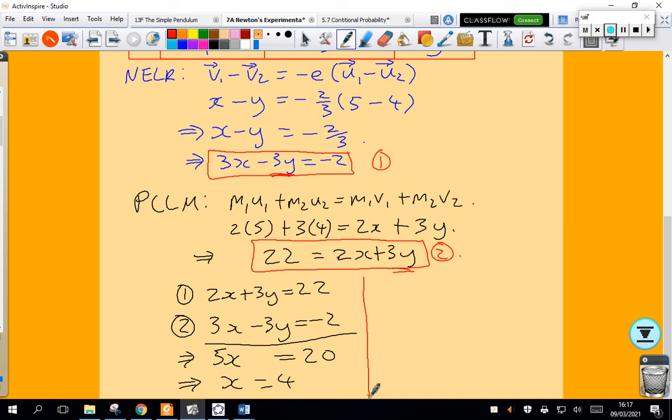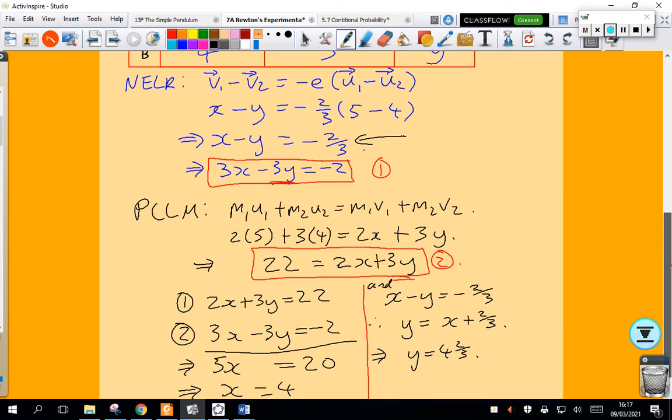Let's have a look at y. What do we know about y? Well, going back to this version of equation 1, x minus y is equal to negative 2/3. We know that. So solving for y there, y is going to equal x plus 2/3. Which means, given that x is 4, y is going to equal 4 and 2/3.